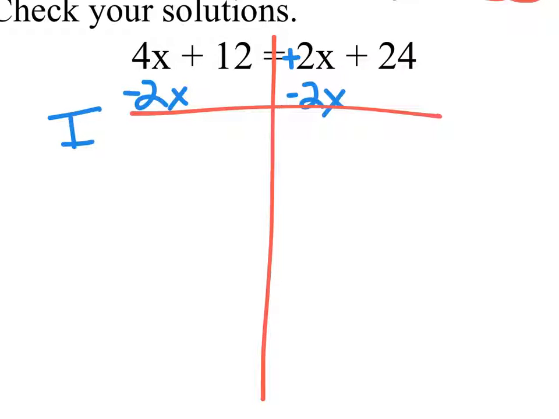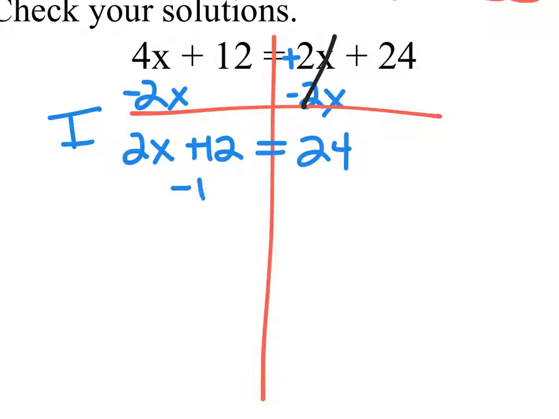The 2x minus 2x goes to 0, so you get to cross it out. And then rewrite 4x minus 2x would be 2x. Just subtract the numbers, keep your variable. 12. And then plus 12, bring that down, is equal to 24. This is a two-step equation. You should know how to solve it.